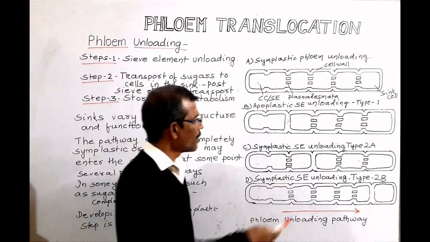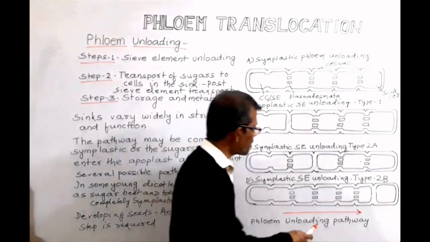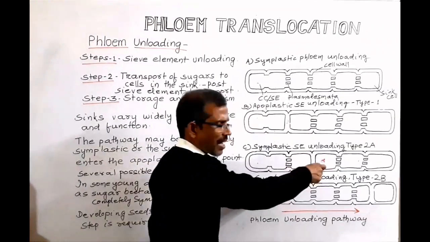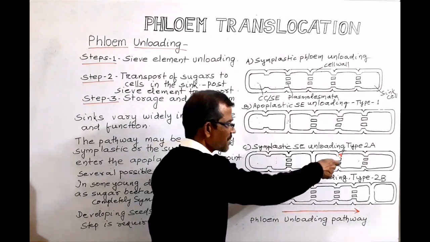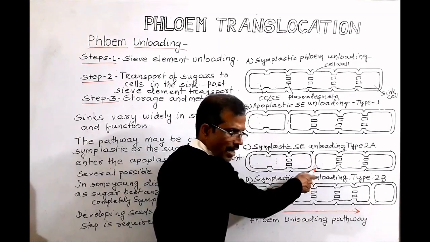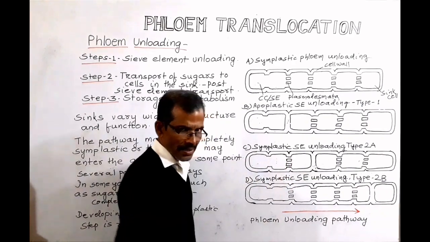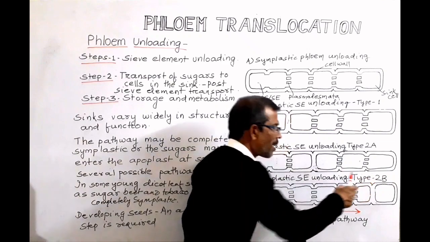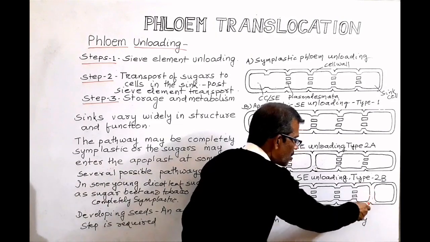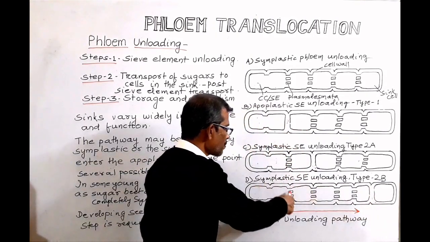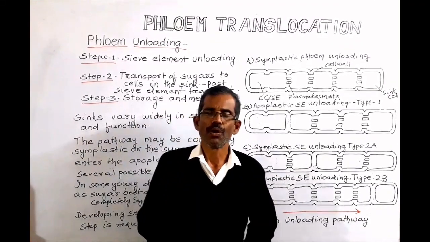Whereas in case of type 2A apoplastic phloem unloading pathway, there is an apoplastic step during the transport of sugars from the sieve tube element companion cell complex to the sink cells, and this is the apoplastic step which is nearer to the sieve tube element companion cell complex. And in type 2B apoplastic phloem unloading pathway, this is the apoplastic step which is further from the sieve tube element companion cell complex. So friends, this is all about phloem unloading.